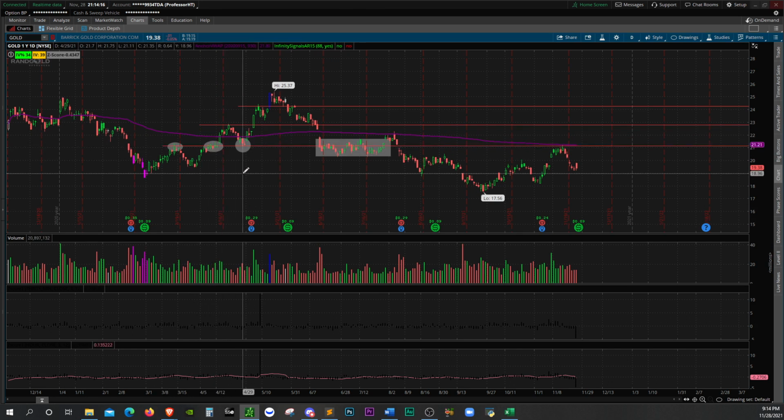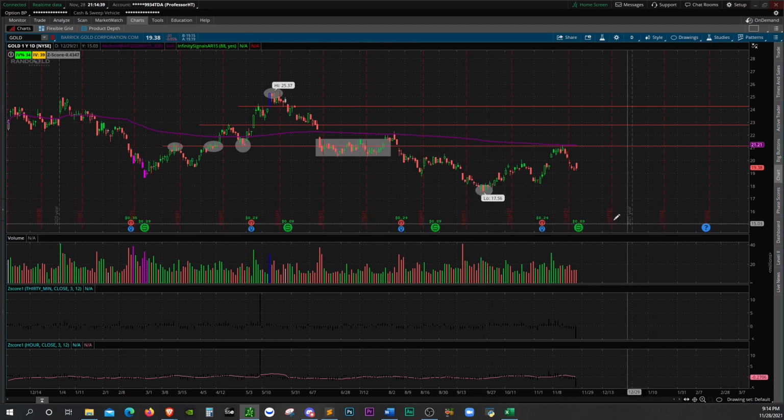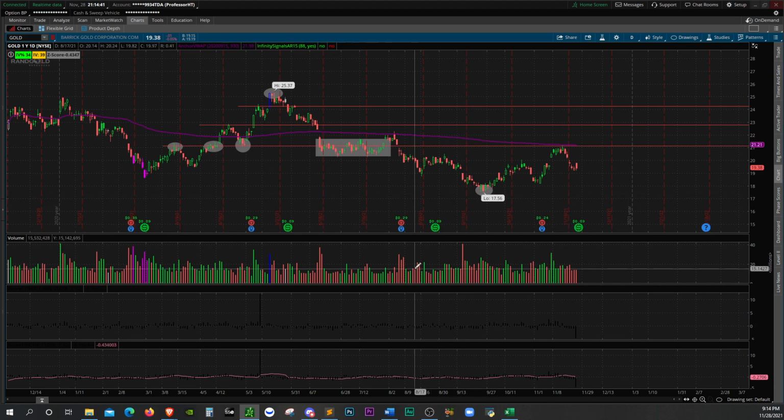So when you look at resistance and support, when something breaks through resistance levels, let's say something breaks through this top level at 25 bucks, 25.37, it now becomes support, right? And vice versa. If something breaks through this 1756 area downward, that becomes resistance. Does that make sense?